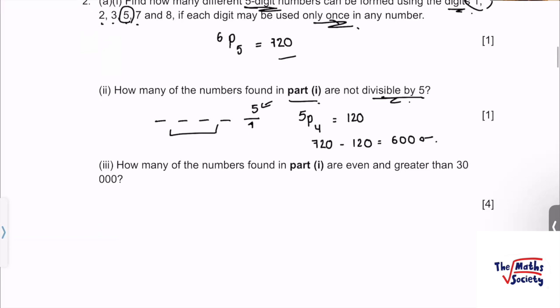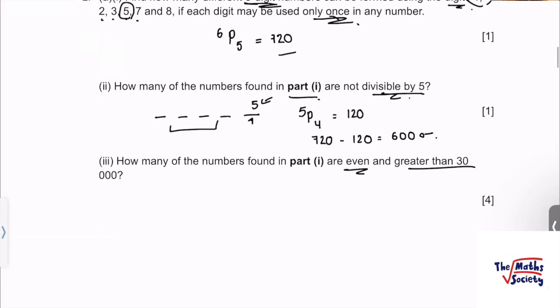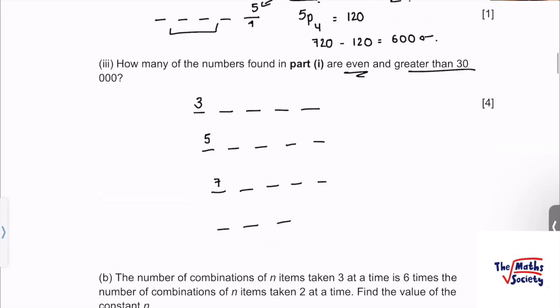And then for 3, it is even and greater than 30,000. So it has to be greater than 30,000. So 3 can be the first number, and 5 can be the number, 7 can be the number, and then 8 can be the number.